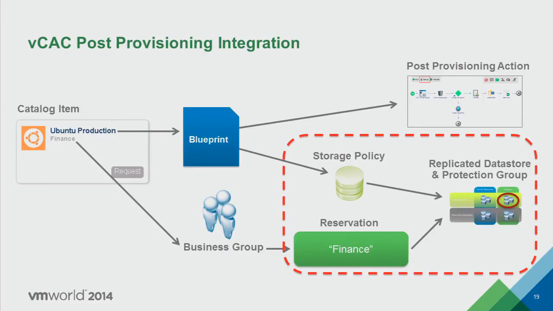Then the next thing that we'll talk about is how the blueprint leads to the storage policy, and the business group leads to the reservation, and how we can use the intersection of those two to really control the resource, in terms of storage, that the VM will land on. And a way that, in this example, we can provision this VM into specific protection groups within SRM, and how we can control that.